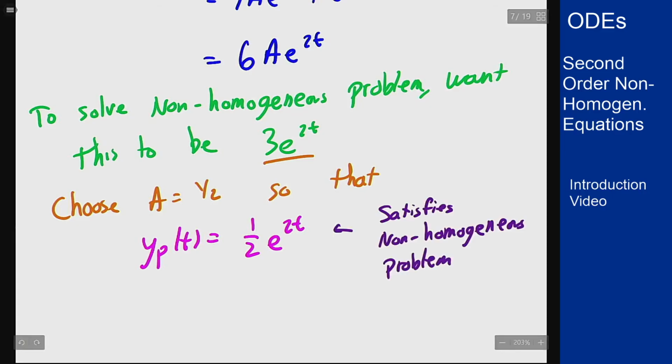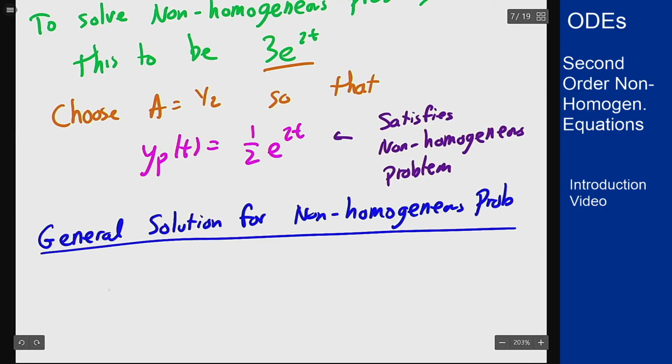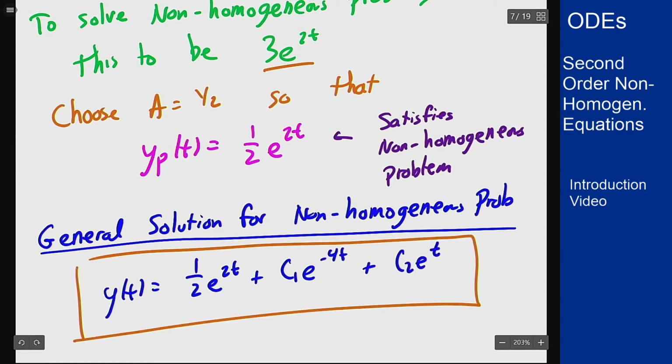which means we can take that yp, tack on our homogeneous solution from before, and get the general solution for the non-homogeneous problem. It is going to be y of t equals this yp, 1/2 e to the 2t, plus my solution to the homogeneous problem, a c1 e to the minus 4t and a c2 times e to the t. So that's the general solution there.